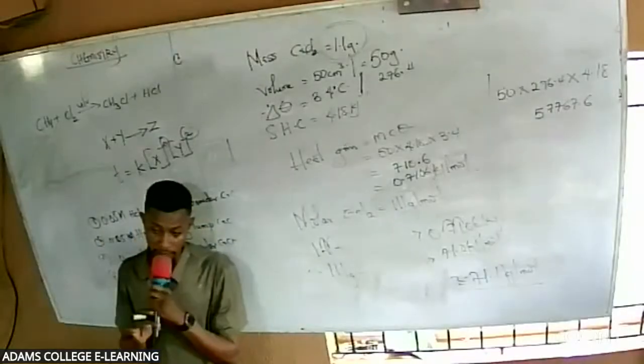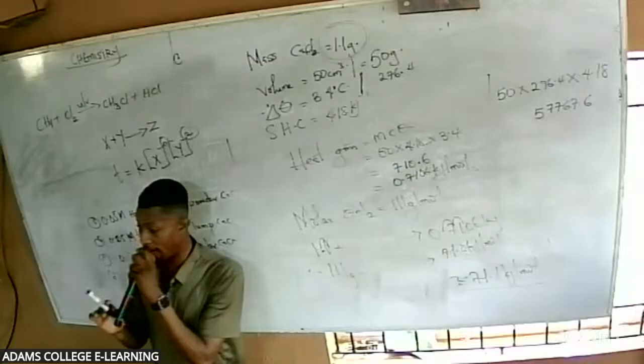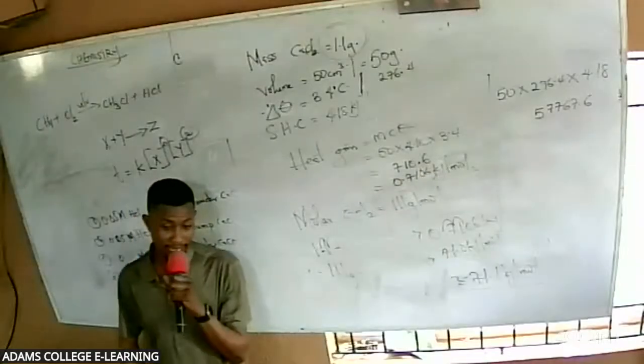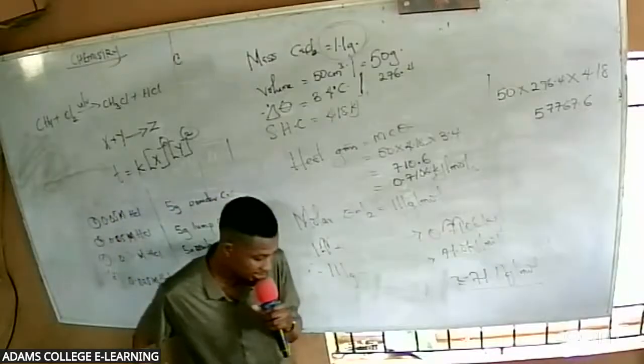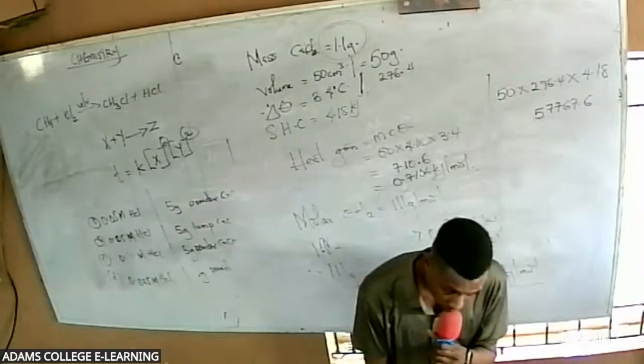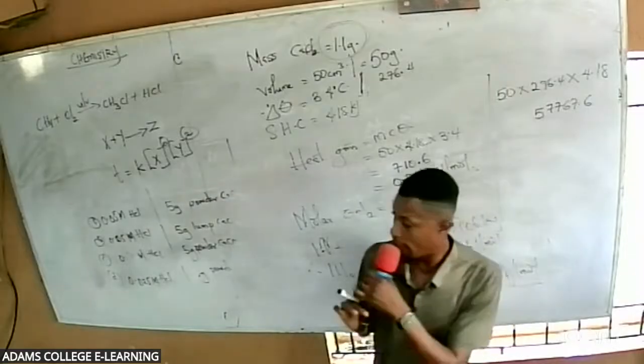When acid contains large amounts of water, what do you call it? Dilute. When it contains a small amount of water, what do you call it? Concentrated. What was the formula for dilution? I'll take this question.